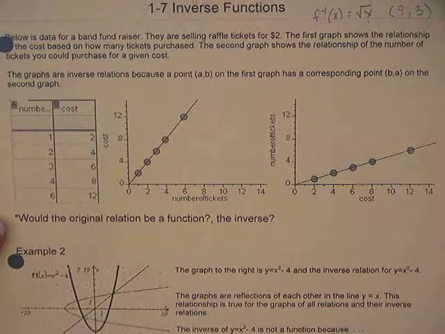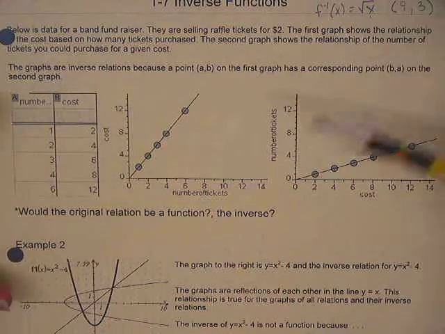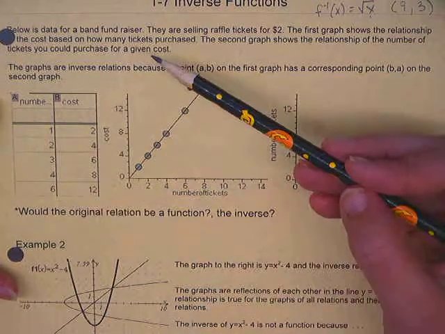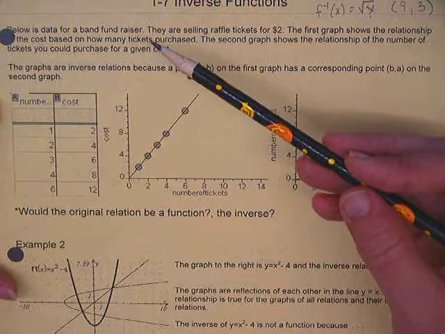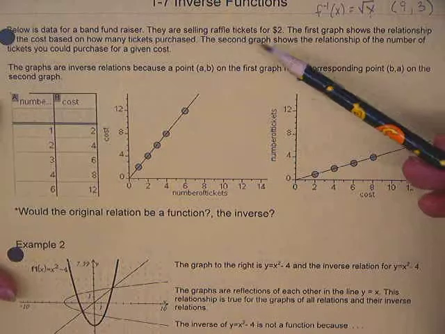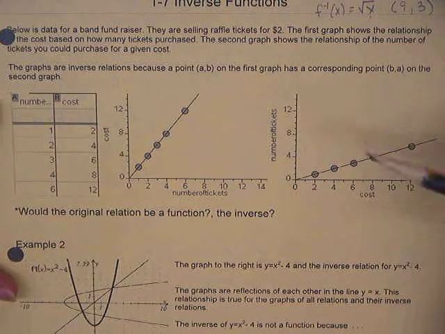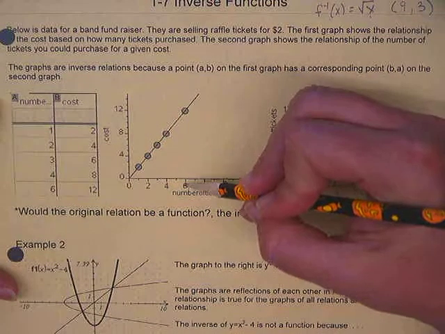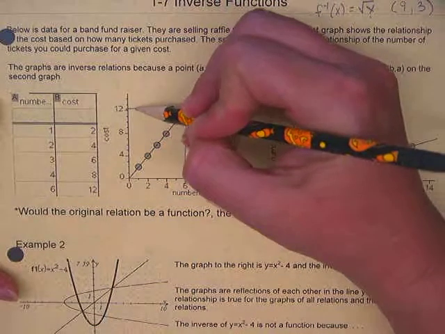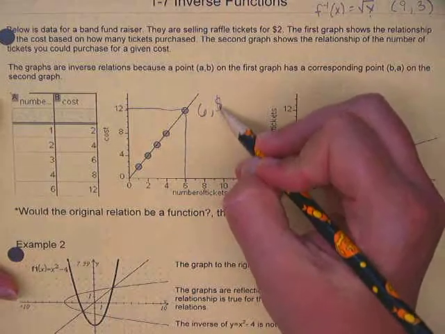The example below is about raffle tickets, and it's to get the idea of the real world. In the first example, you've got the number of tickets you would buy to support your band. This is a band fundraiser where they're selling raffle tickets for $2. The first graph shows if I buy a certain number of tickets, how much will I pay? The graph shows that if you purchase 6 tickets, the cost would be $12.